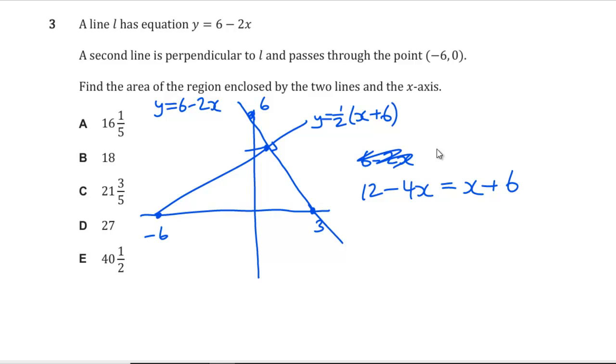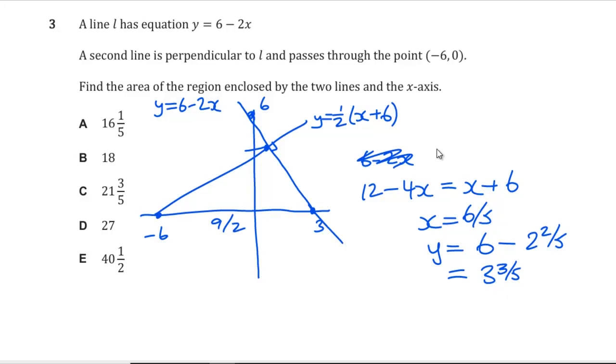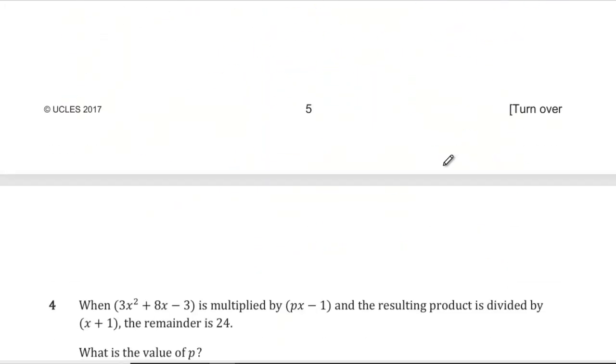So I've got that 5x is 6, x is 6 over 5, which means that y is going to be 6 minus 2 and 2/5, which is 3 and 3/5. And then I need to multiply that by 9 over 2, which is half the base. So I've got 9 over 2 times 18 over 5, which is 81 over 5. So that's 16 and a fifth. A. Okay, that was a bit more interesting than the first two.